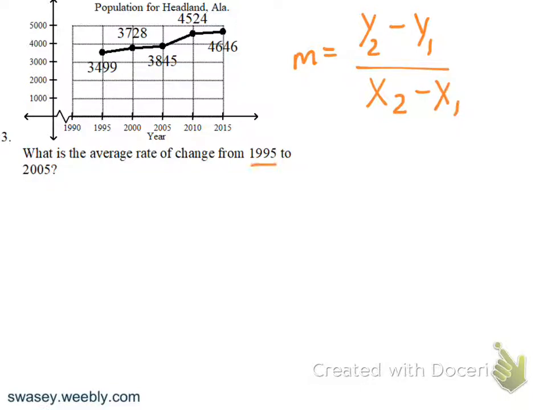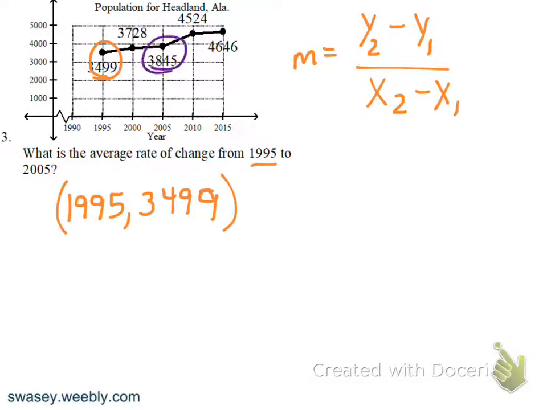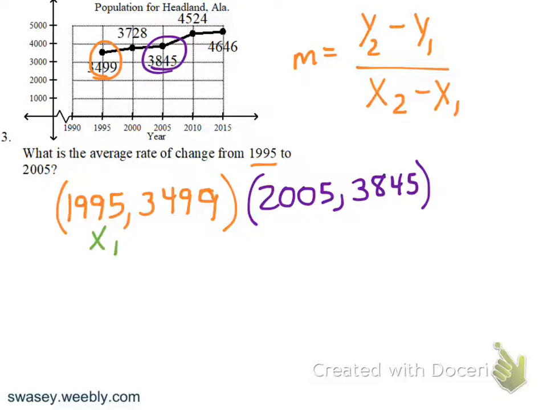So locate your points. At 1995, population was 3,499. And then in 2005, population was 3,845. Label your points, substitute into the slope formula.